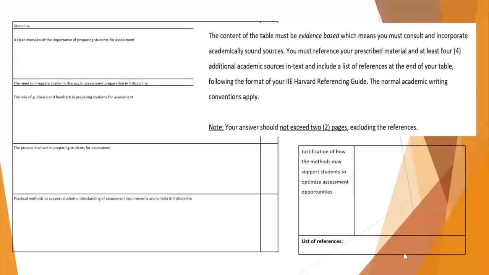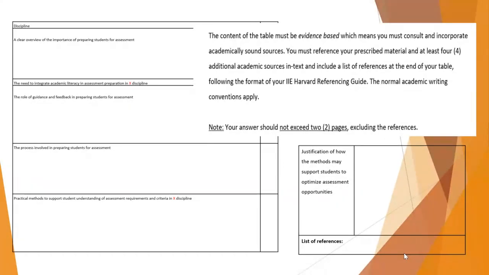The need to integrate academic literacy in assessment preparation in X discipline. So where that red X is, you take the X out and you put your discipline. If you have more than one discipline in your group, then you'll need 2 blocks for that answer, of course. And I do understand that it will then go over the page limit, which is understandable. Okay, so why do you need to integrate academic literacy when you are preparing your students for assessments, particularly in your discipline? Why is that going to be important?